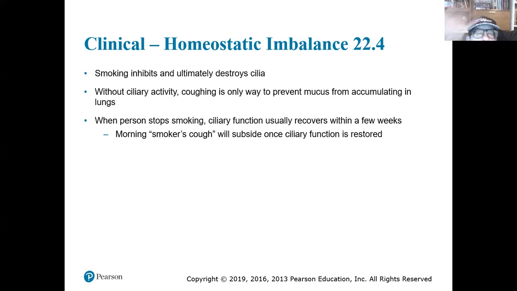I just backed up a few slides. The homeostatic imbalance here is talking about smoking and how it messes up the cilia. If the cilia don't work, then you have mucus that wants to get into the lungs, and you're going to have to cough all the time to hack that mucus up. That's where a smoker's cough comes from. And if you stop smoking, the cilia can regrow. It'll take a couple months. It says a few weeks, but assume a month and a half, 2 months at least. And then you'll be able to have the cough subside, cough go away. All right, moving on.